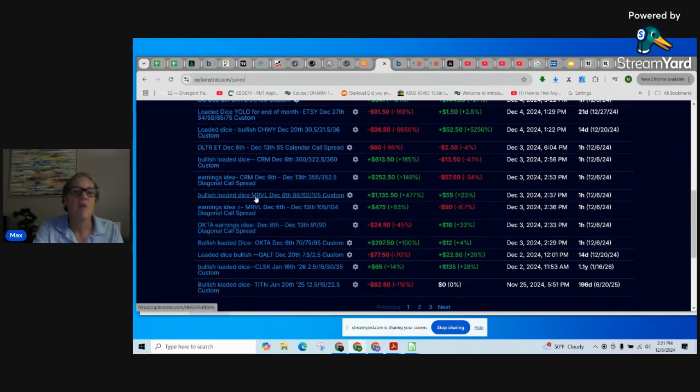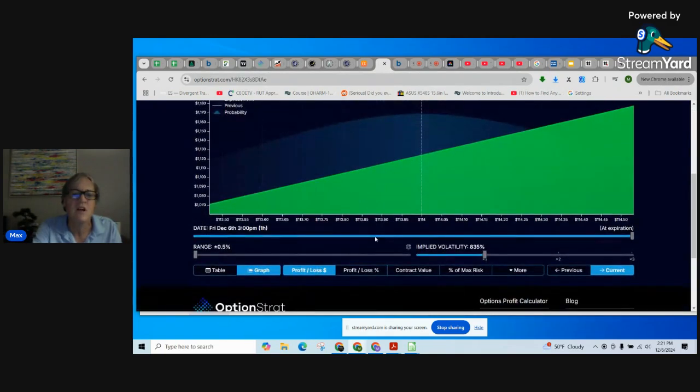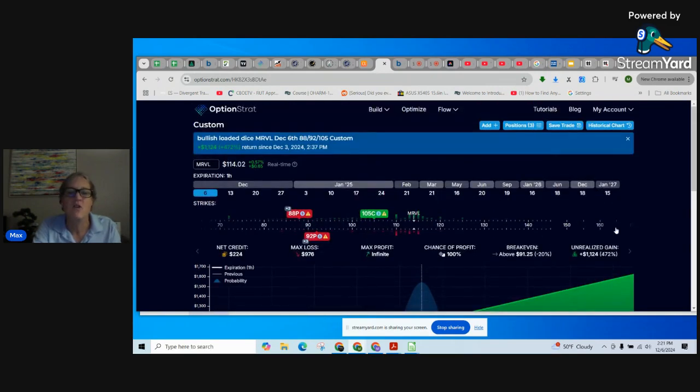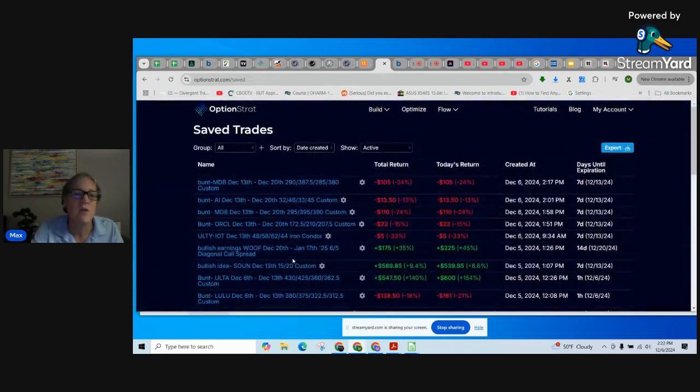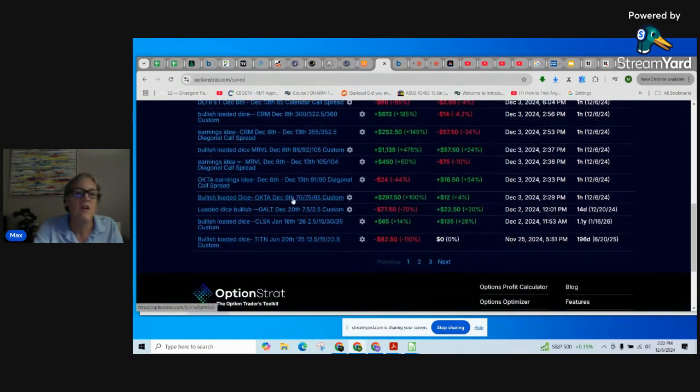Like here's one in Marvell, whatever this is. I think it's a chip company. It's a 3-legged trade. This thing only tied up $1,000. Brought in a $200 credit, so you got a fifth of your money back right away. And this thing's up big right now. What was it? Bullish loaded dice. It's up $1,000. So that's the key.